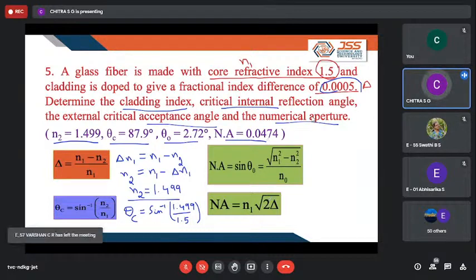Otherwise you can take the relation between delta and the numerical aperture. So sine theta naught is equal to n1 into square root of 2 delta. They have given delta also. Using this equation you can also calculate the numerical aperture and theta naught. You'll get the numerical aperture as 0.0474 and theta naught will be 2.72 degree.